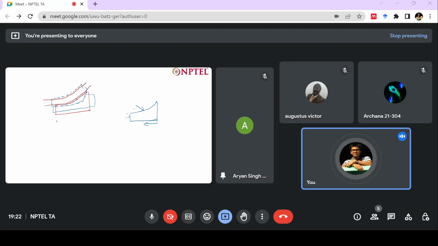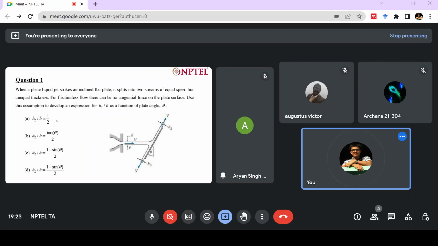In our assignments, problems very similar to these are there, so we will be extensively solving these problems. I think that will make it more and more clear as we solve through this. So in this first problem itself, there is a jet of water and it's splitting into two due to contact with the solid surface.